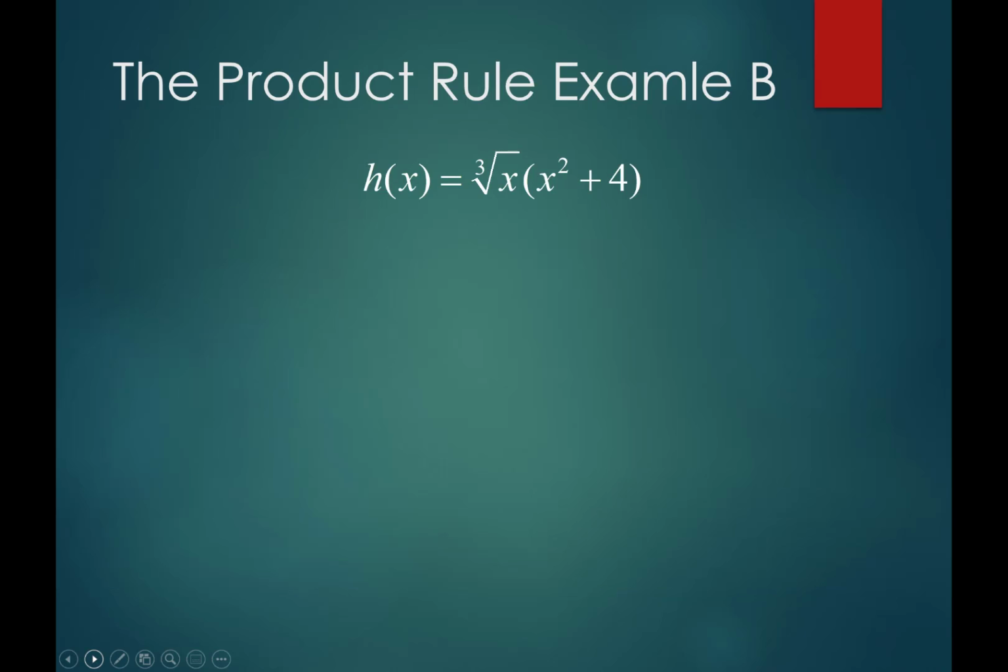The first problem is the cube root of x times x squared plus 4. We're going to try to differentiate this. The two functions we're working with are the cube root of x, that's the first piece, and then x squared plus 4, which is the second piece. Now the cube root of x is not easy to work with as is. As such, we're going to change that to something more differentiation friendly.